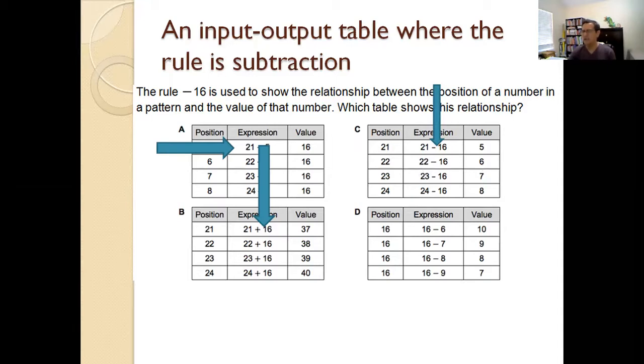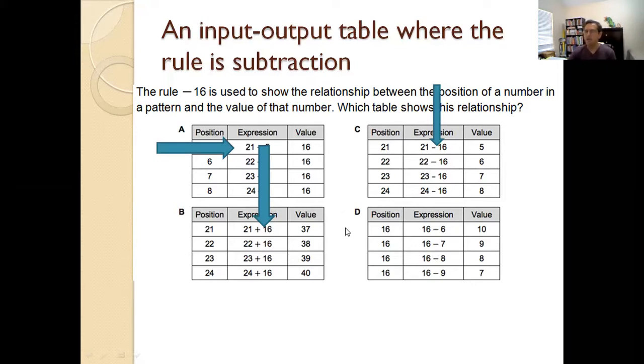Because you check a subtraction with an addition. So add the difference, 5 plus 16, and you get 21. 6 plus 16, and you get 22. 7 plus 16, and you get 23. And finally, 8 plus 16, and you get 24. Now, it looks like this is correct. Option C.